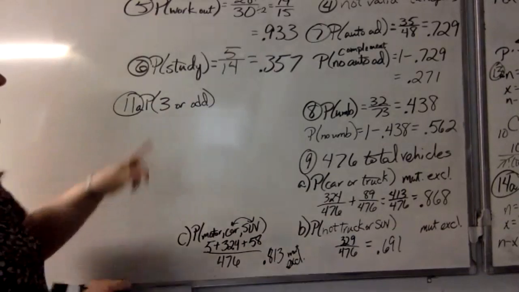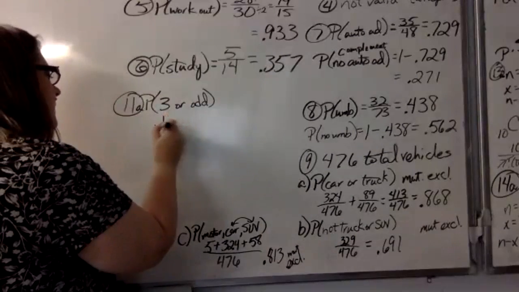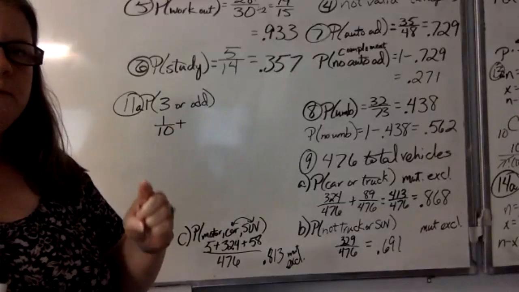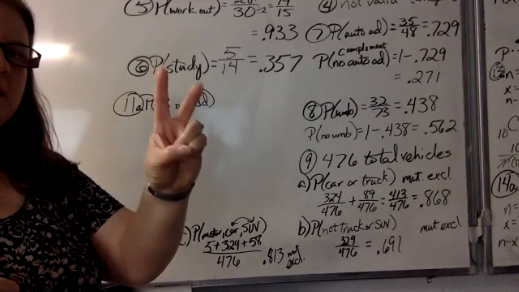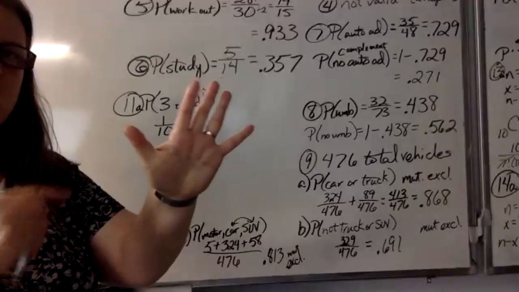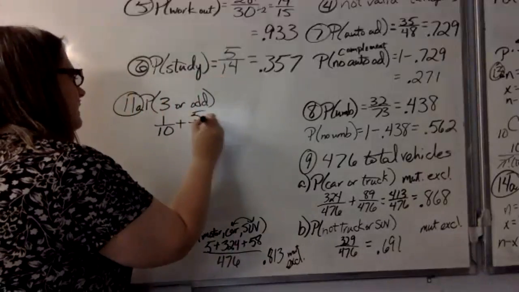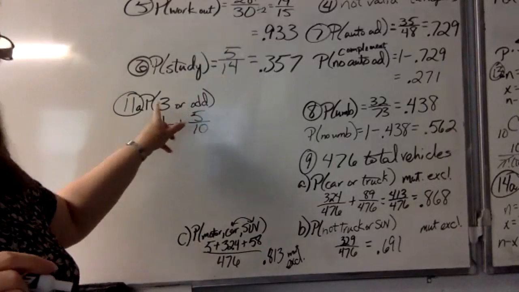So how many 3s are there? 1. So you got 1 out of 10 chance of getting a 3. How many odd numbers are there? 5, because 1, 3, 5, 7, and 9 are your odd numbers between 1 and 10. So she has 5 odd numbers. Now, is one of those odd numbers also 3?